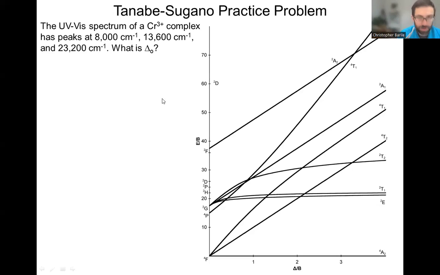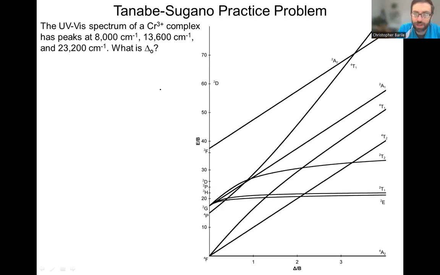All right, so in this video, we're going to do a practice problem with Tanabe-Sugano diagrams. Let's just read it. It says the UV-Vis spectrum of a chromium 3+ complex has peaks at 8,000, 13,600, and 23,200 wave numbers. What is delta O? So we're given the energies of three transitions.